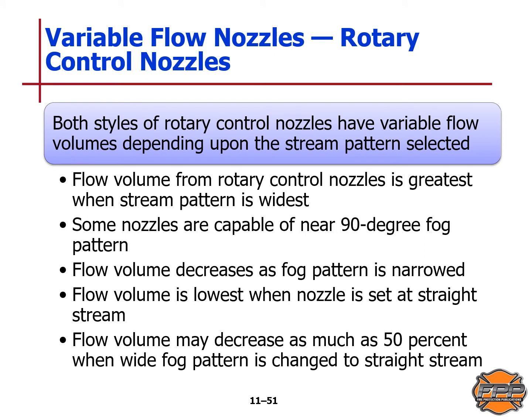Both styles of rotary control nozzles have variable flow volumes depending on the stream pattern selected. The flow volume from rotary control nozzles is greatest when the stream pattern is widest. Some nozzles are capable of near 90-degree fog patterns. The flow volume decreases as the fog pattern is narrowed. The flow volume is lowest when the nozzle is set at the straight stream. The flow volume may decrease as much as 50% when the wide fog pattern is changed to straight stream.